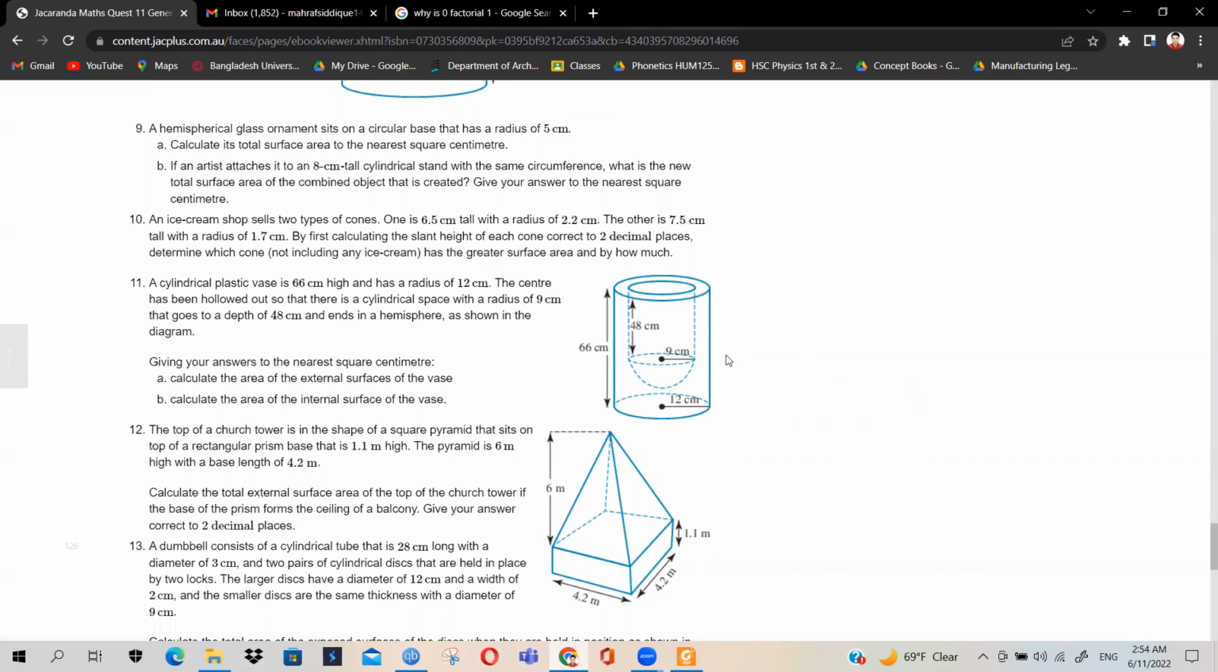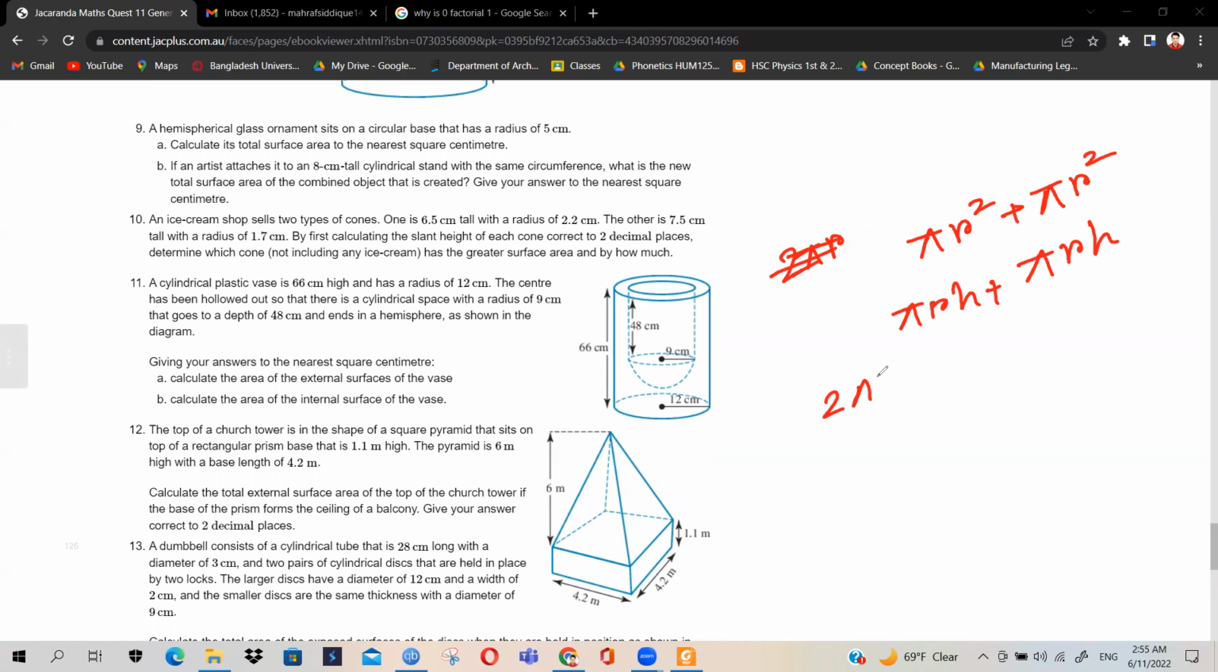And what is the formula? The formula is, if you would remember, for the two surfaces, pi r squared plus pi r squared. And for the curved surface, it is 2 pi r h. So altogether we have the formula 2 pi r into (r plus h). This is the formula you would use to calculate 11a.